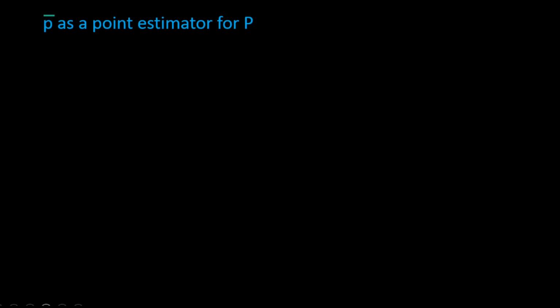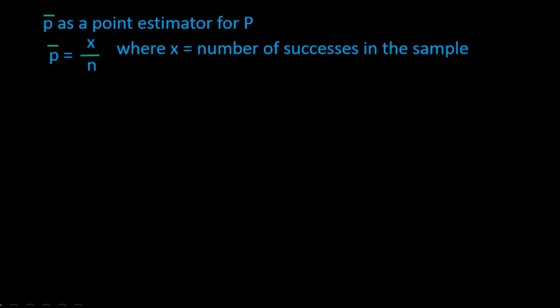Just as we have used x bar to estimate the true population mean, we can use p bar as a point estimator for the true population proportion. The formula for computing the sample proportion is p bar is equal to x over n, where x is the number of elements in a sample that possess the characteristic of interest, and n is the sample size. The sampling distribution of p bar is the probability distribution of all possible values of the sample proportion p bar. Just as we discussed the sampling distribution of x bar, p bar follows the same logic.